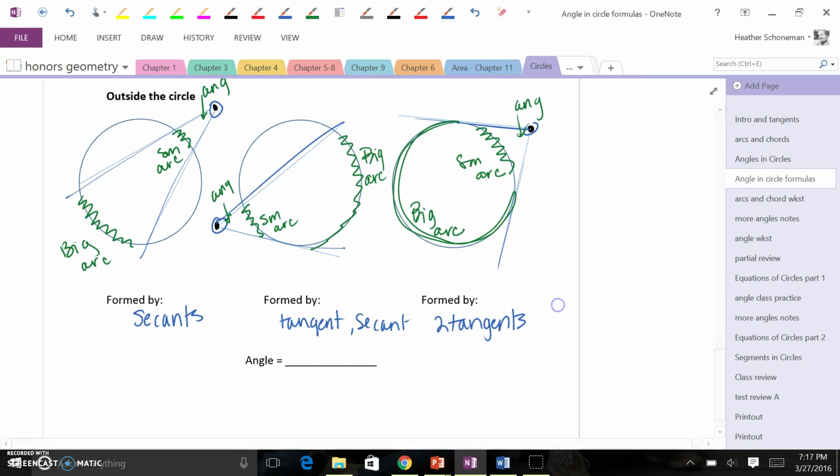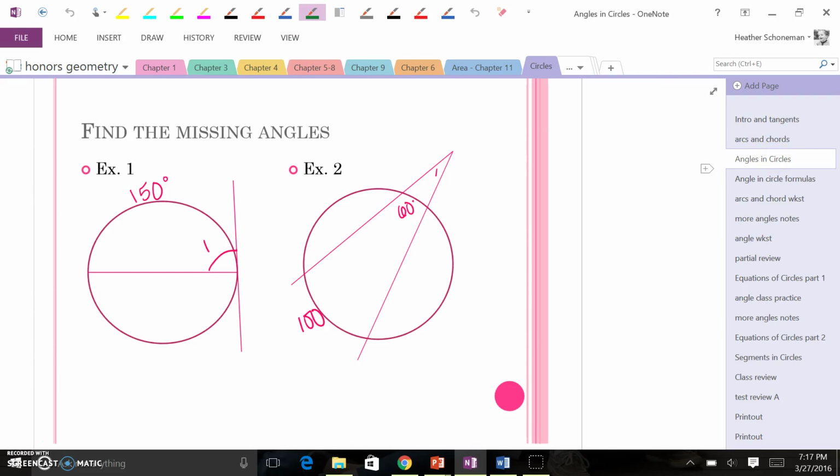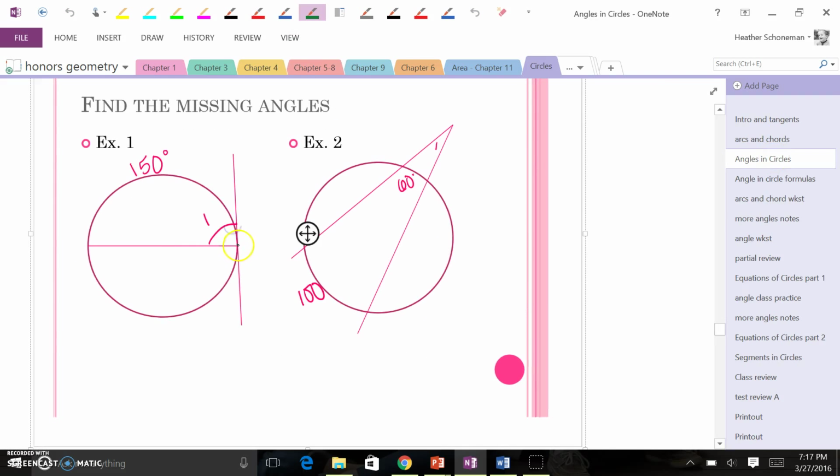Alright, so you've got two arcs that you have to deal with, but this time, instead of adding together, you're going to subtract, and for it to come out positive, you're going to take 1/2 the big arc minus the small arc. Alright, now that we have all the formulas, let's go back and try and solve some of the problems.